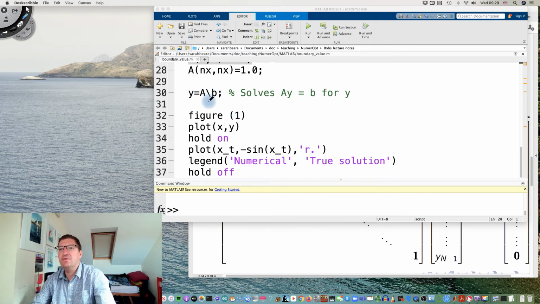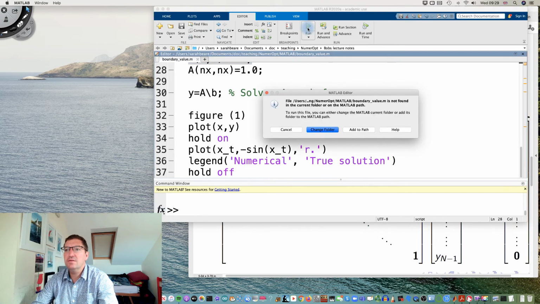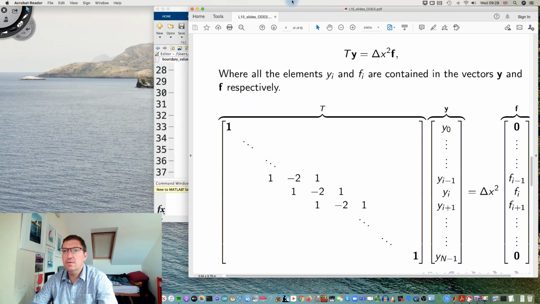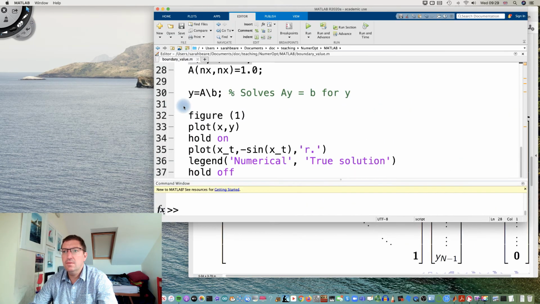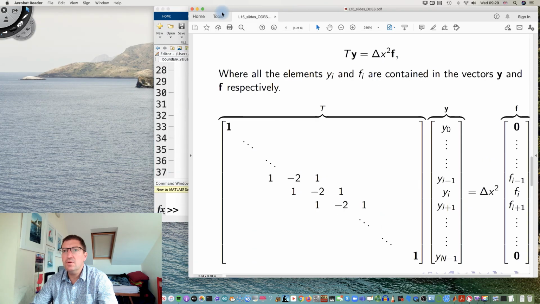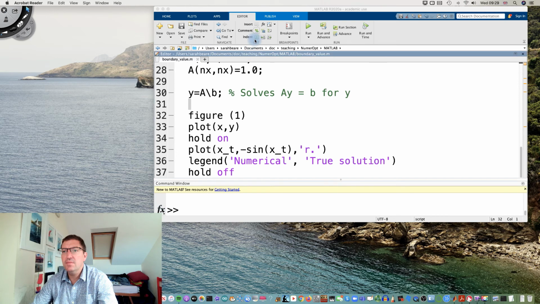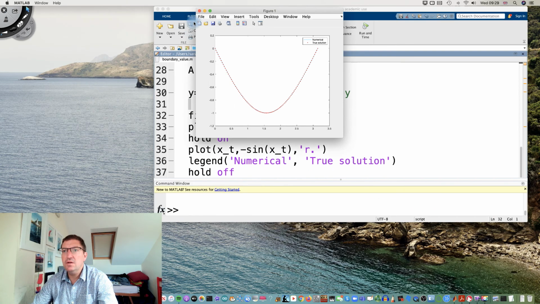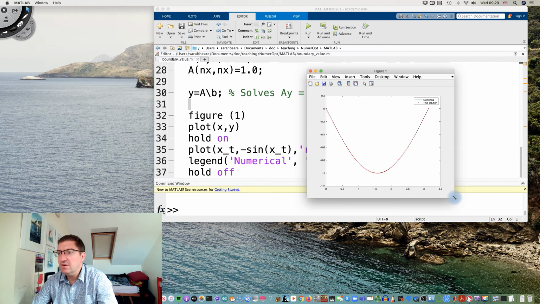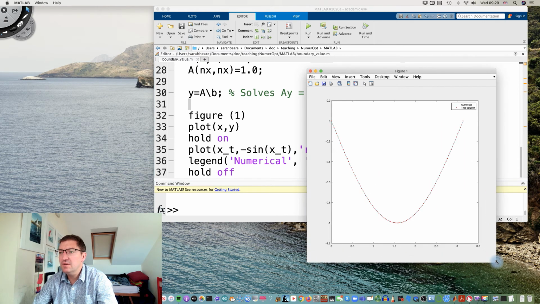And then we just plot out the solution, the numerical and the true solution. So let's just run it. Okay, and what I'm going to do is just get rid of this PDF for the time being, and just look at the window now. So this is what you get. So I encourage you just to download this and run it yourself.